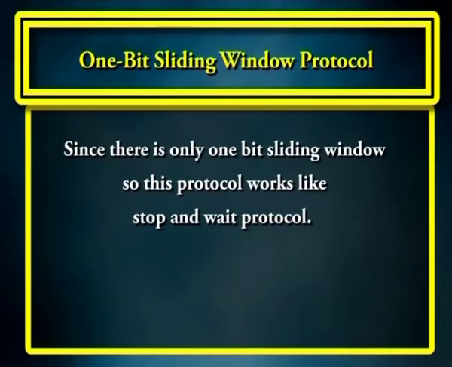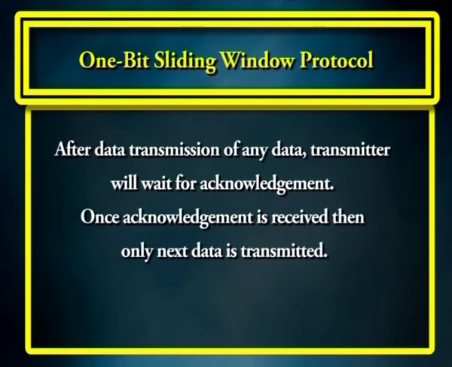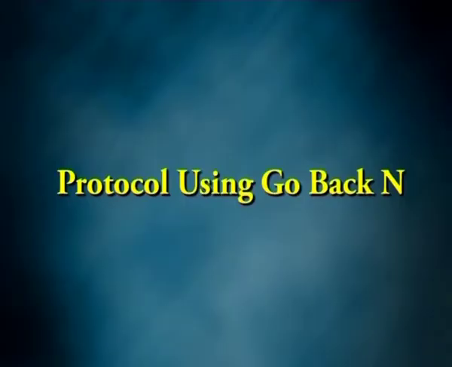Since there is only a 1-bit sliding window, this protocol works like stop and wait protocol. After transmission of any data, the transmitter will wait for acknowledgement. Once acknowledgement is received, only then is the next data transmitted. Next method is using go back N protocol.